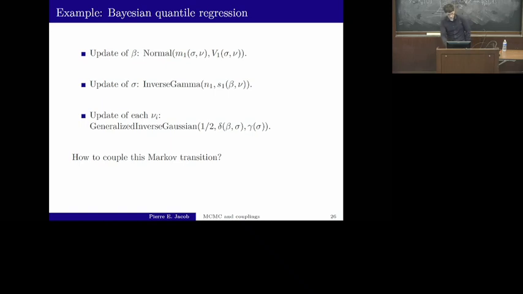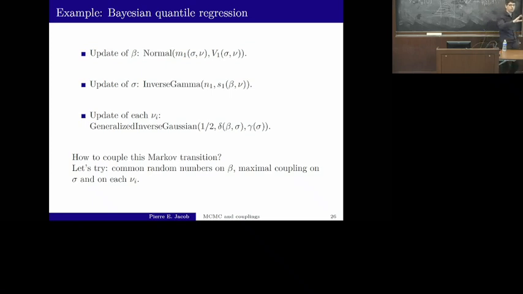And so I show you what I tried first without thinking for 1 second about it. Common random numbers on beta. That's easy because you sample from a multivariate Gaussian. Here it's in dimension 3, so you can do it via Cholesky factor, multiplying by a standard Gaussian. So you can use the same standard Gaussian for 2 different Cholesky factors, and you sample from 2 different normals. But I could have used maximal coupling and probably would have worked as well.